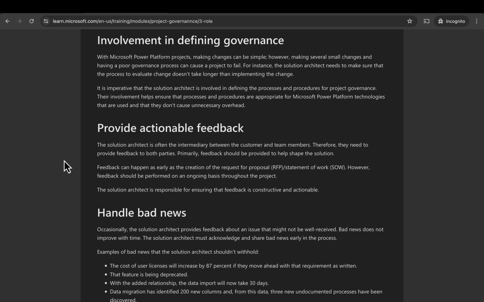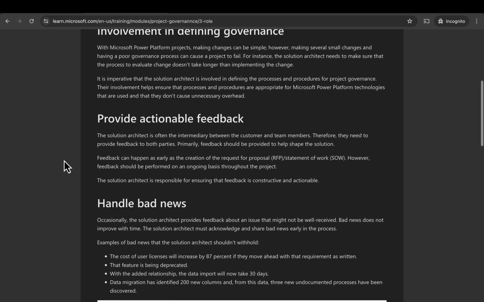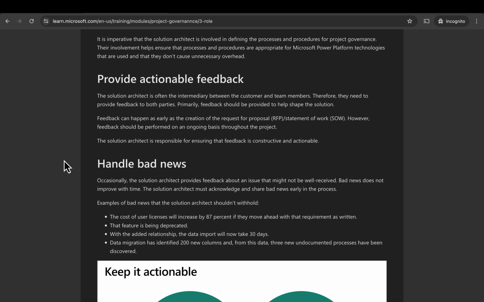Involvement in defining governance. With Microsoft Power Platform projects, making changes can be simpler. However, making several small changes and having a poor governance process can cause a project to fail. For instance, the solution architect needs to make sure that the process to evaluate change doesn't take longer than implementing the change. It is imperative that the solution architect is involved in defining the process and procedures for project governance. Their involvement helps ensure that the processes and procedures are appropriate for the Microsoft Power Platform technologies that are used and that they don't cause unnecessary overhead.